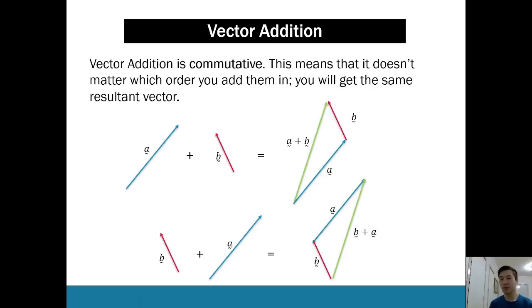And also, remember that vector addition is commutative, which means that it doesn't matter which order you add them in, you will still get the same resultant vector. So it's kind of like normal addition. We can say that 2 plus 4 is equal to 6, but that 4 plus 2 is also equal to 6. It doesn't matter which order you add them in. Same thing here. You can see what happens if I started with B instead of A. I put the tail of A onto the head of B, and I still get the same green vector that looks like that, pointing in this direction with the same length.